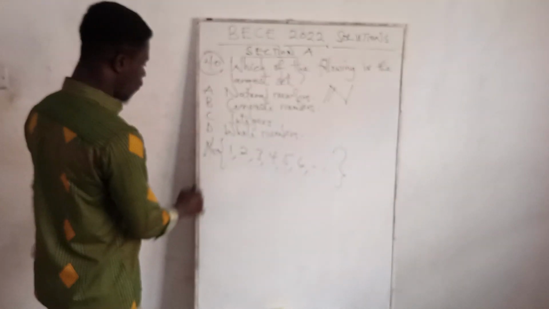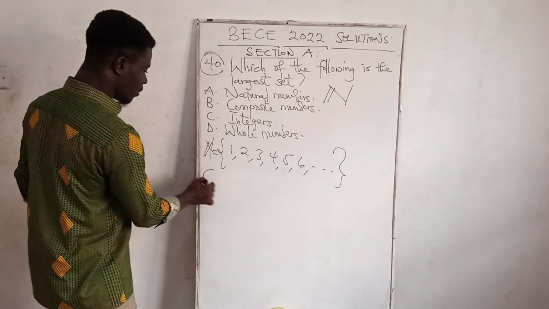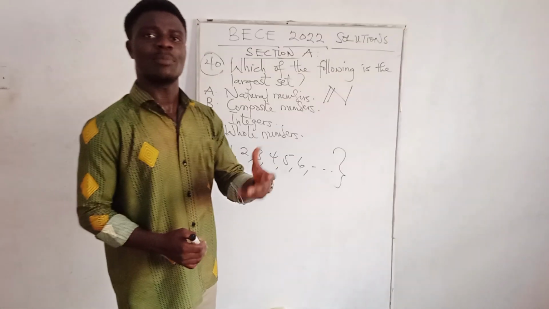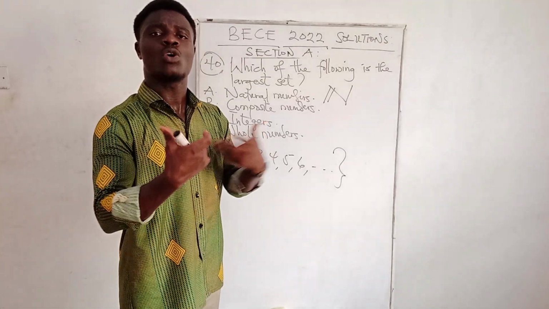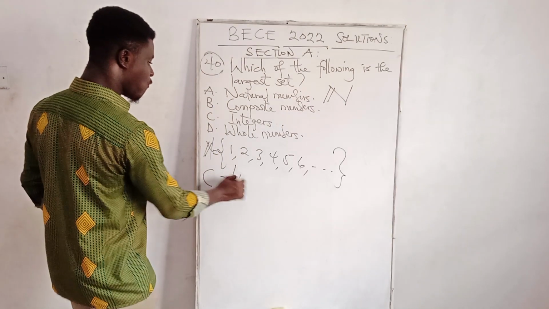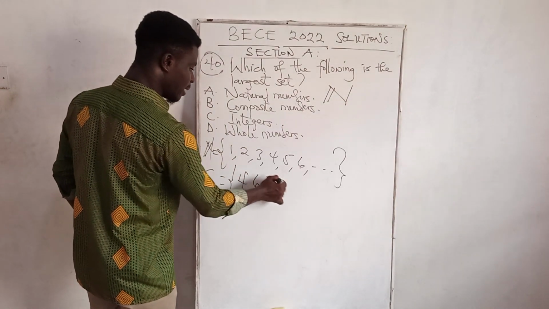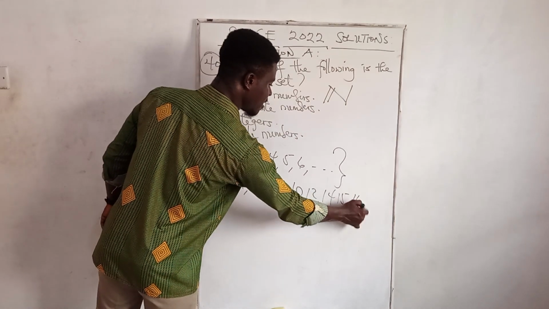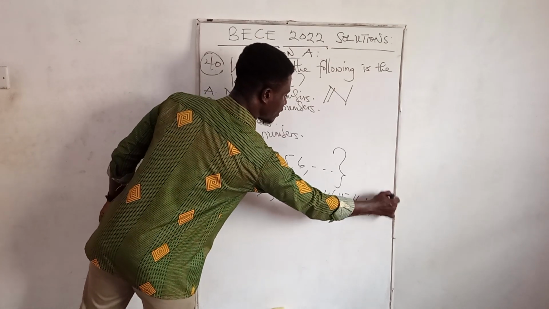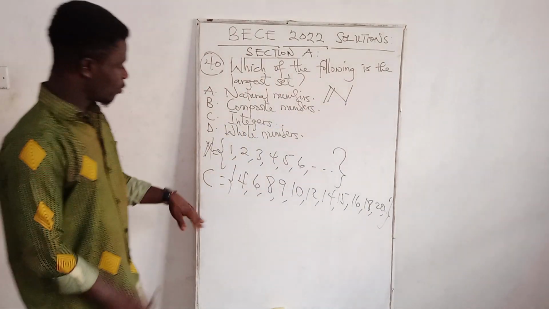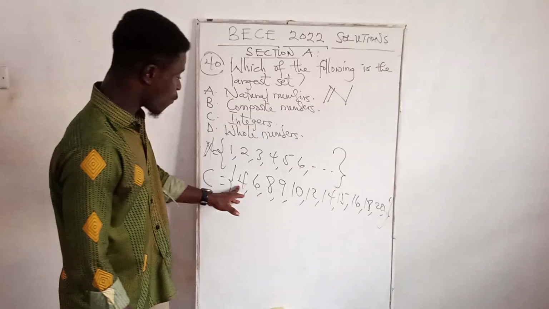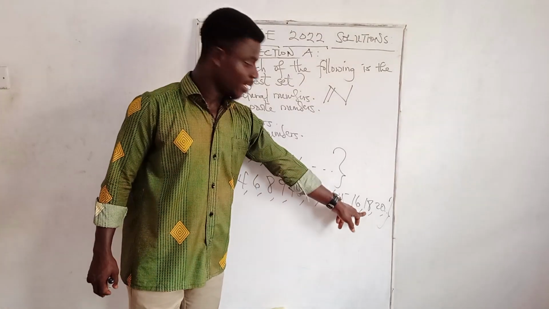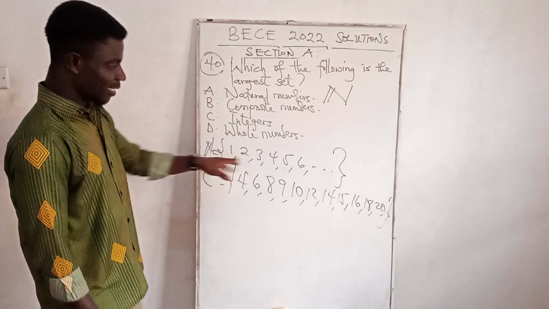Now, composite numbers. So let's use C to represent the set of composite numbers. We know that composite numbers are numbers that have what? They have more than 2 factors. So we start from 4, 6, 8, 9, 10, 12, 14, 15, 16, 18, 20, then it moves to infinity. So these are the set of composite numbers.